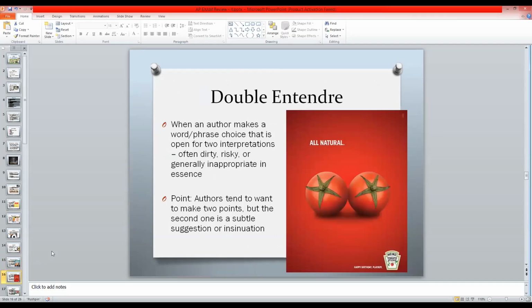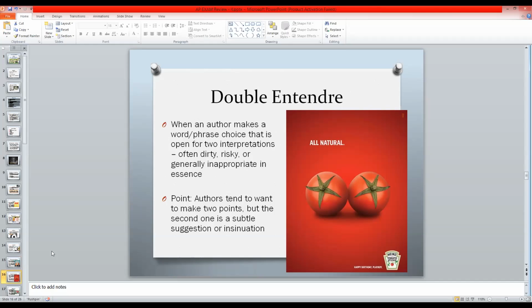This one is more on the dirty side. It's innuendos and all that, double entendre. So basically it's when the author makes word and phrase choices that are open to two different interpretations. They're usually dirty, risky, or inappropriate as a whole, but there are two reasons an author might use double entendre. One is that the audience themselves are basically forced to make the connection themselves, right? And it's kind of like, oh, shame on you. But at the same time, it's just to create humor, to defile or make less sacred a thing, to make these double entendres here.